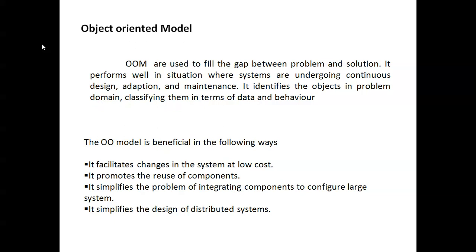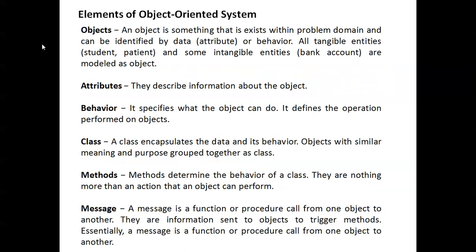It facilitates changes in the system at low cost. It promotes the reuse of components. It simplifies the problem of integrating components to configure large systems. It simplifies the design of distributed systems. So what are the elements of an object oriented system? They are objects, attributes, behavior, class, method, and message.